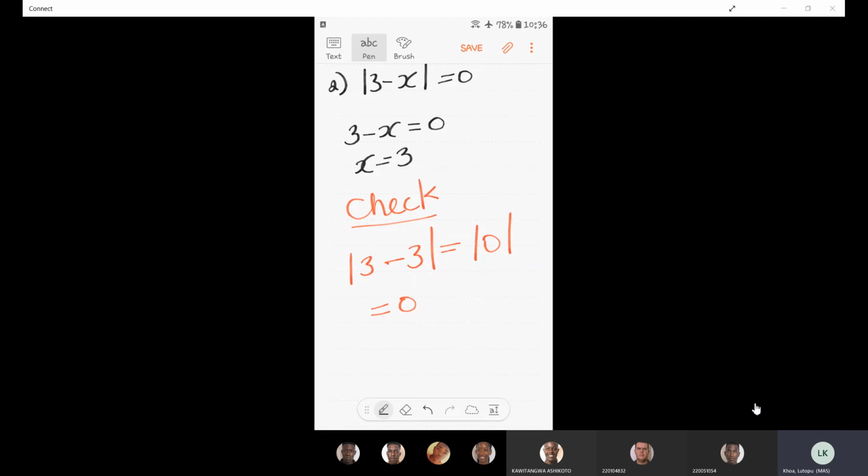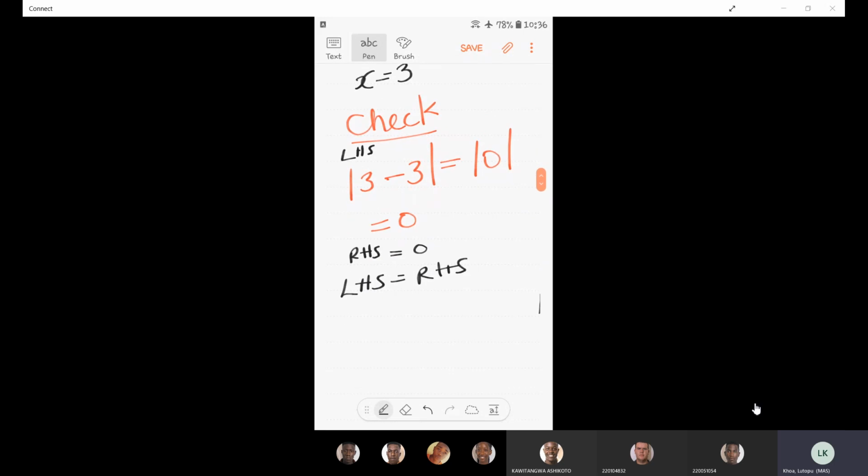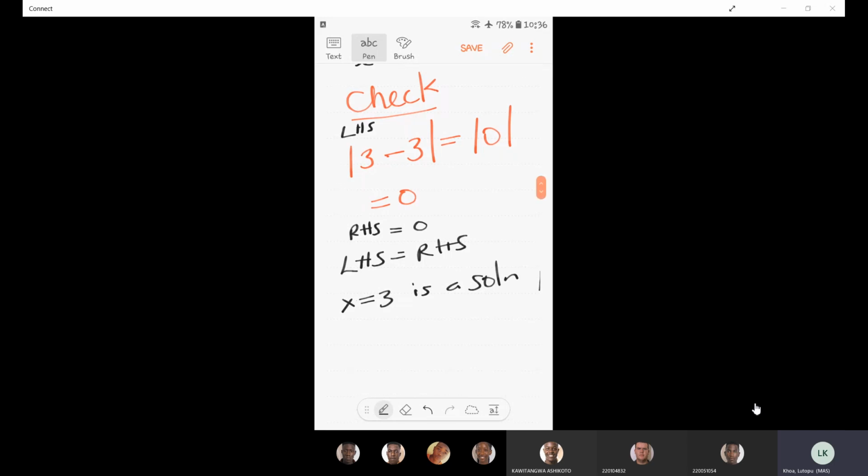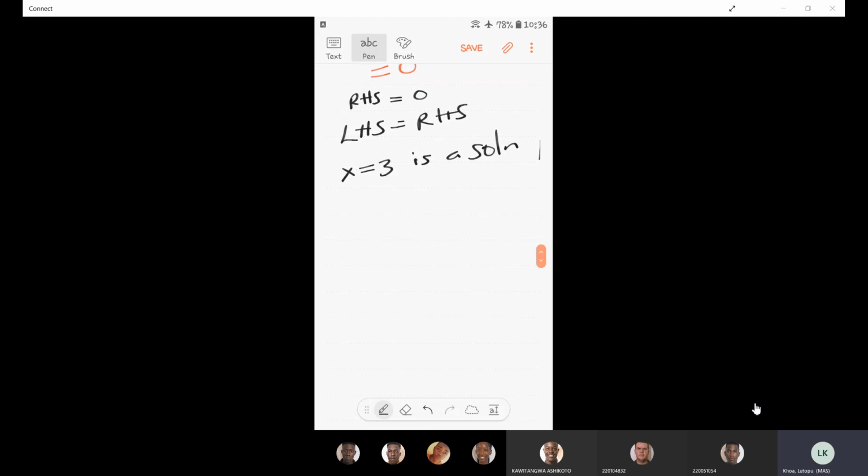Okay, and this was my left-hand side. Then the right-hand side, this is just 0. So because my left-hand side is equal to my right-hand side, x, which is equal to 3, is a solution. Okay, so that's how you would solve that one. So this one has only one solution.